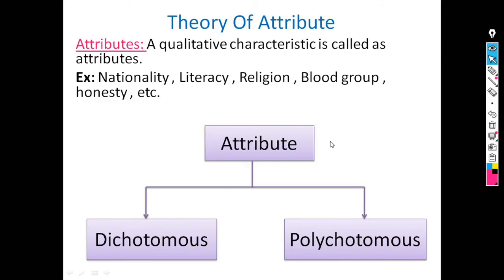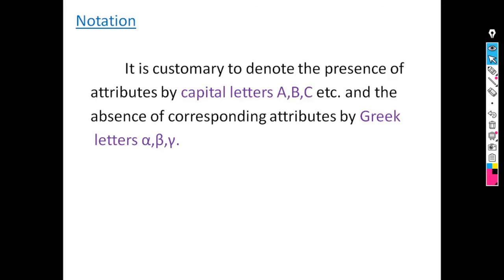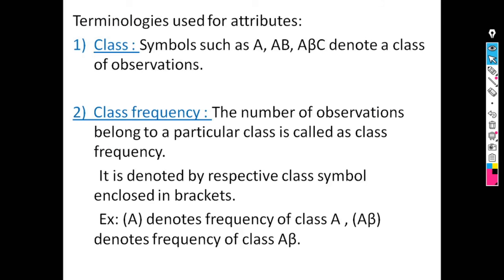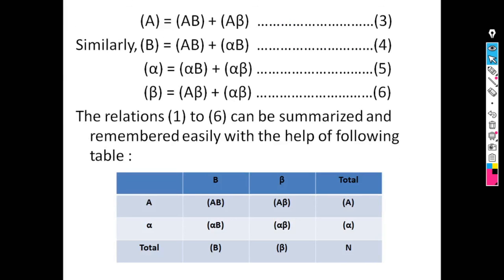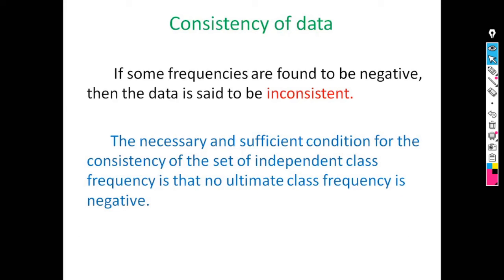In this chapter, we saw what is meant by attributes. Attributes are qualitative characteristics like nationality, literacy, religion, blood group, etc. Attributes can be classified into two types. The first is dichotomous classification and the other is polytomous classification, also known as manifold classification. Polytomous classification can be scaled by using the Likert scale. Then we saw some basic terminology used for attributes. Then we saw how to find missing frequencies if some frequencies are given.